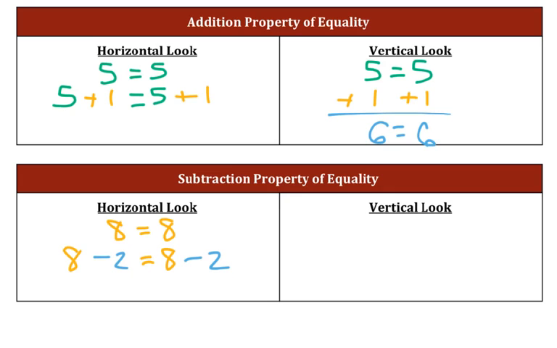Now, taking a vertical look on the right side, if I had 8 to begin with, equal to 8, I would subtract 2, not just from the left, but also from the right. And the same as I did with the addition problem above, I'll draw a line here, and I'm going to say, well, 6 is 6. This is unchanged.